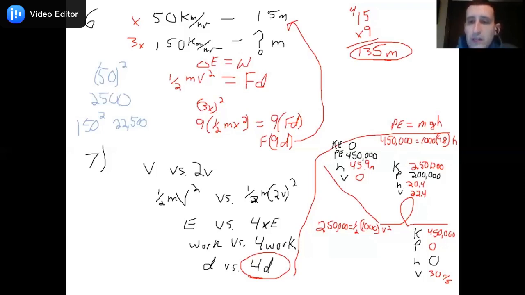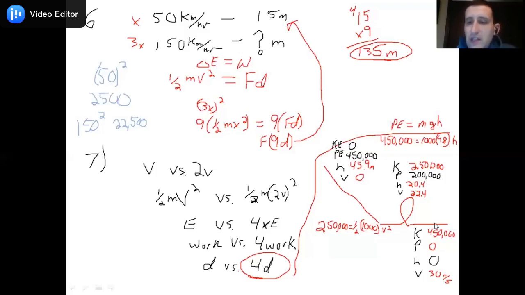Here in the middle, when it's kind of divided at the top of the loop between potential and kinetic, you do subtraction. Again, the total should be 450. So you do subtraction. 450 minus 200 is 250,000. And then you use your potential equation and you use your kinetic equation to find your height and your velocity.